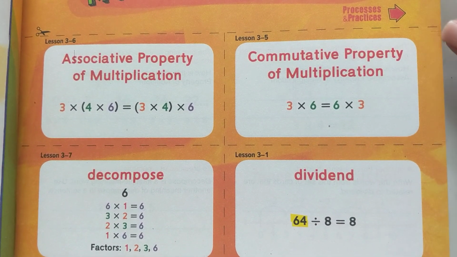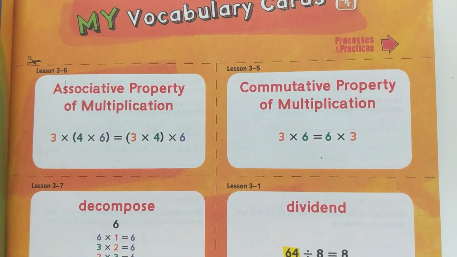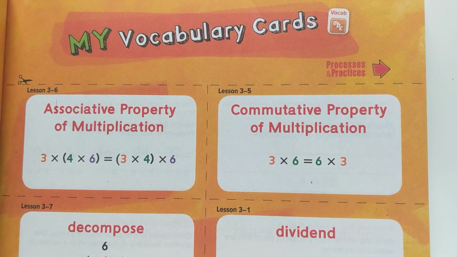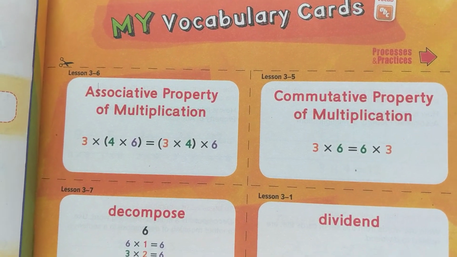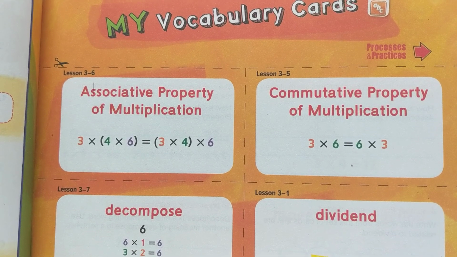All right, before we get into chapter 3, I wanted to take a look at the math vocabulary cards. They are on page 129, and I wanted to take a look at some of these properties of multiplication and division, which is what we're starting on.